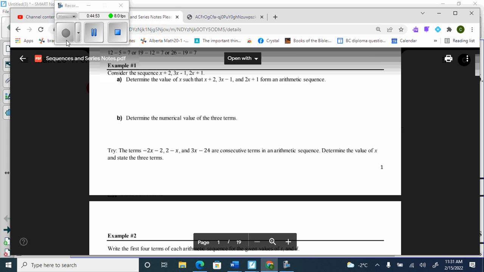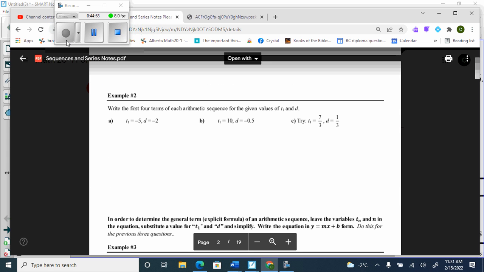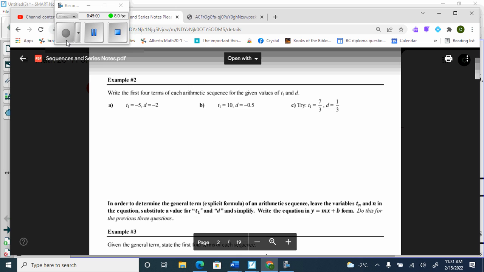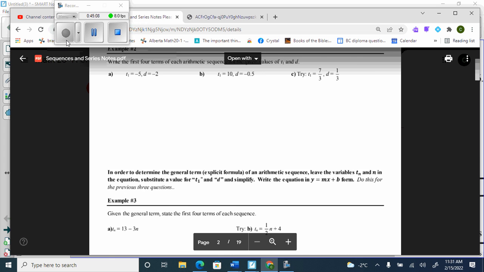Right? There's no point. Okay. And this one says, write the first 4 terms of each arithmetic sequence if you have T1 and D. If you do one of these and you're good, do you have to do B and C? No. Maybe try whichever one's harder first. If you got it, move on.